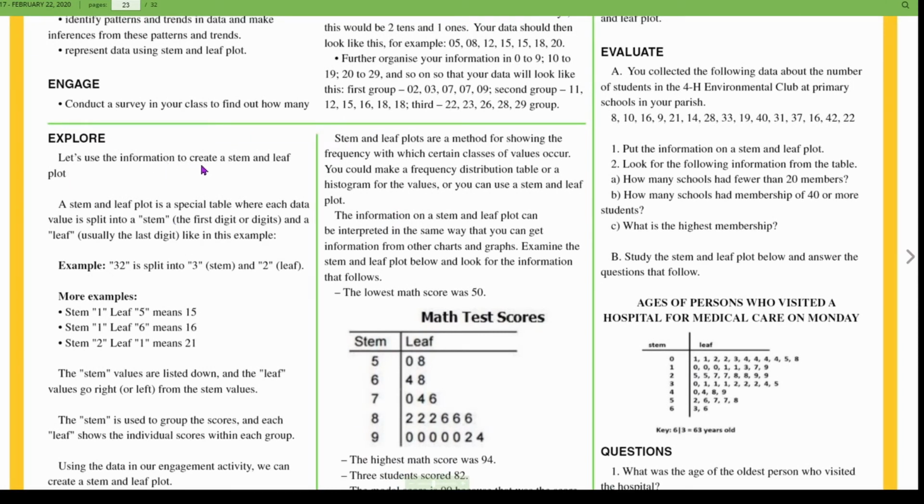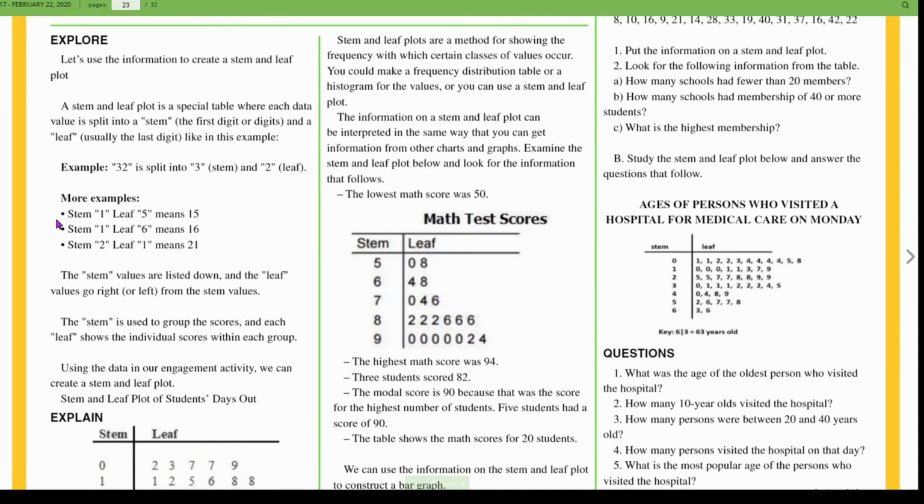So let's explore. Let's use this information to create a stem and leaf plot. A stem and leaf plot is a special table where each data value is split into a stem, that is the first digit or digits, and a leaf, usually the last digit, like in this example. Now here's the example. 32 is split into 3 tens and 2 ones, and the 3 will become the stem and the 2 will become the leaf.